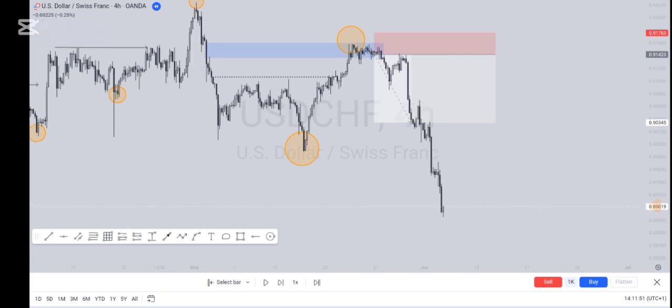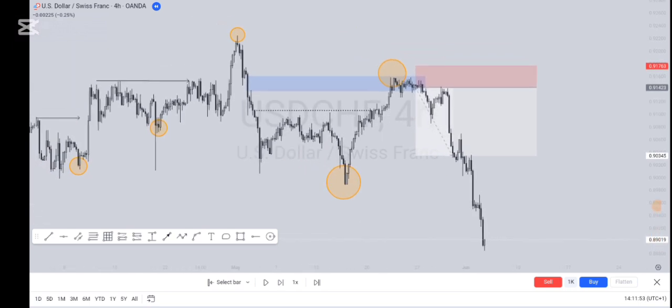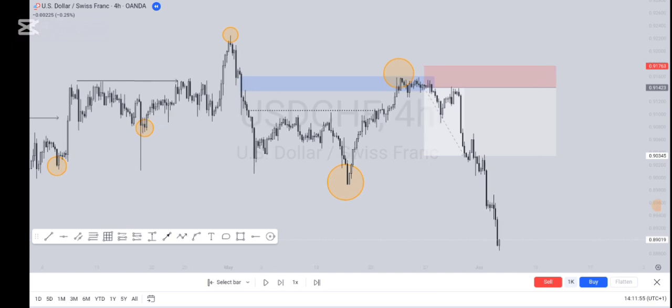So the takeaway I want you to take from this video is that a market structure shift happens after a close of 3 candlesticks in the opposite direction. Let's say the market is moving up. 3 candlesticks should close below the previous swing point before we know that this market is no longer an uptrend, it is now a downtrend.